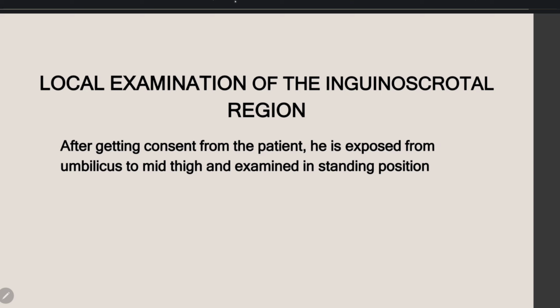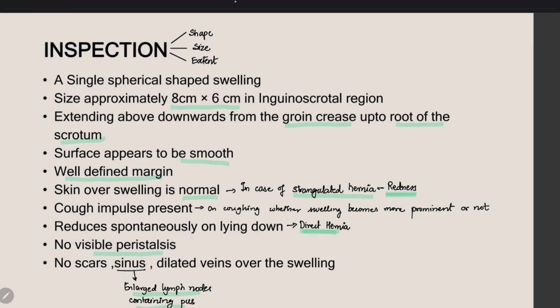Local examination of the inguinoscrotal region. After getting consent from the patient, he is exposed from umbilicus to mid-thigh and examined in the standing position. In inspection, we have to check the shape, size, extent of the swelling. A single spherical shaped swelling, size approximately 8 x 6 cm in inguinoscrotal region, extending above downwards from the groin crease up to the root of scrotum.